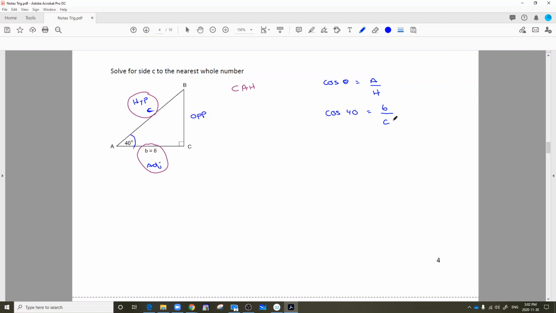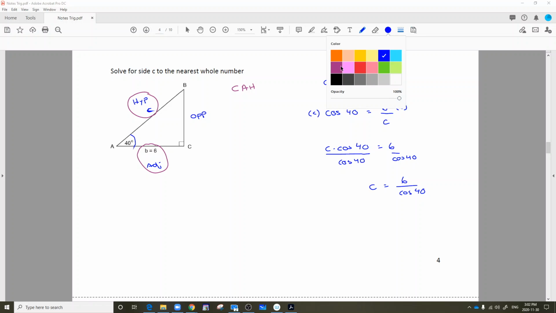If you've done these for a while, you might know that I look at these and I think bait and switch. I just put this up and I put this down. The reason why is to solve this, think of your rational expressions. I'm going to multiply both sides by c to get rid of my fraction. I end up with c times the cos of 40 is equal to 6. Now to get c by itself, I'm going to divide by the cos of 40. And I end up with c is equal to 6 divided by the cos of 40. So that's the best way to show your work.